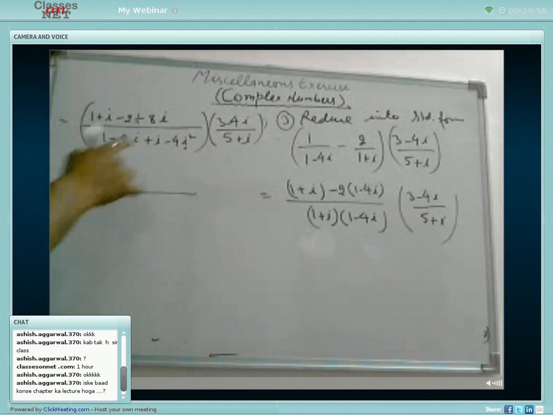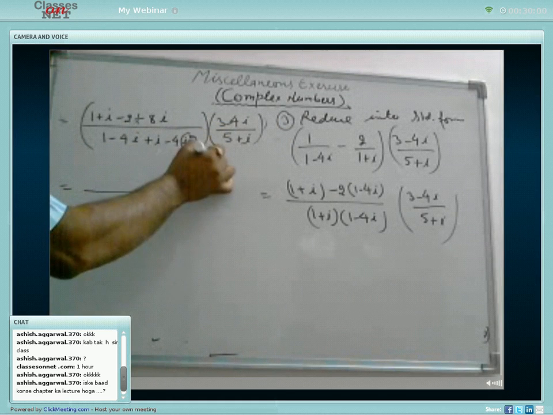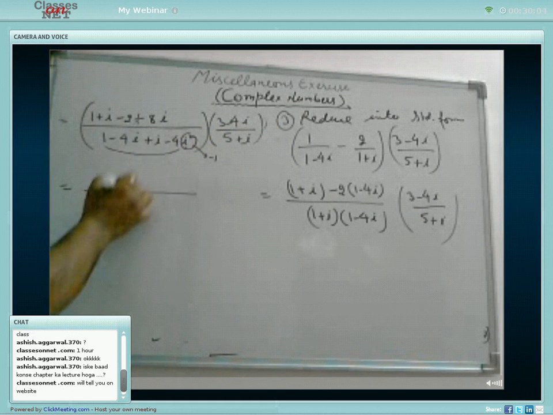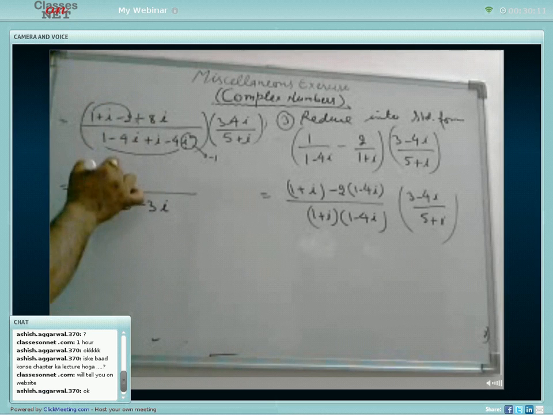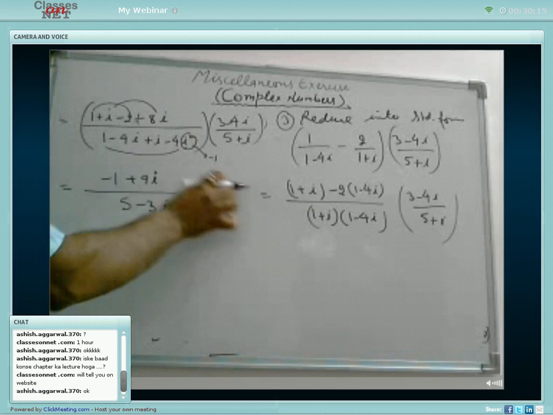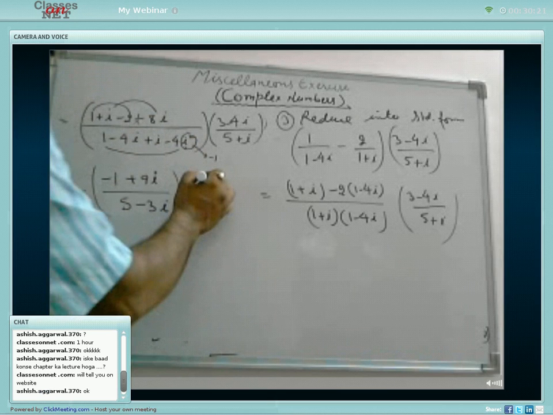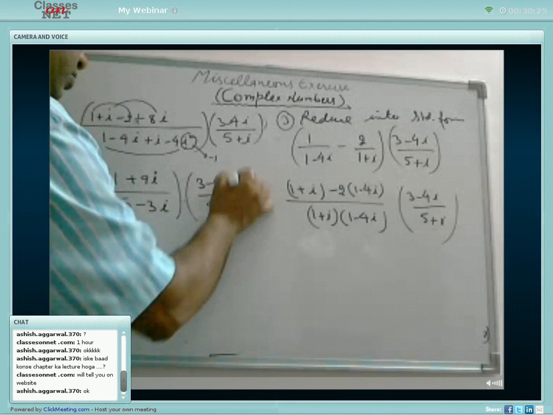Using iota square is equal to minus 1, it becomes plus 4. Putting the value of iota square equal to minus 1, it becomes 4, 4 plus 1, 5, minus 3 iota. Similarly, this is minus 1 plus 9 iota, like this. And the other term, which is equal to 3 minus 4 iota divided by 5 plus iota.